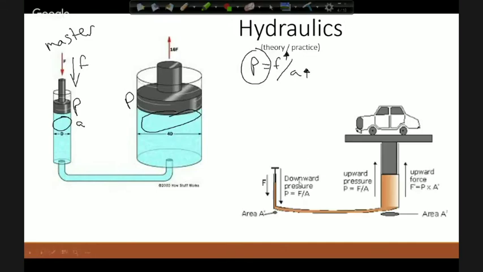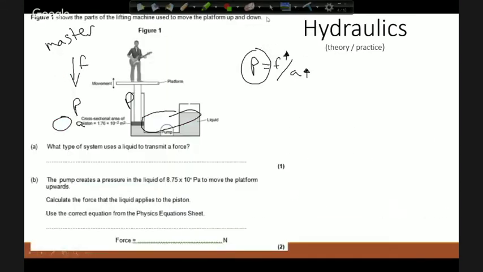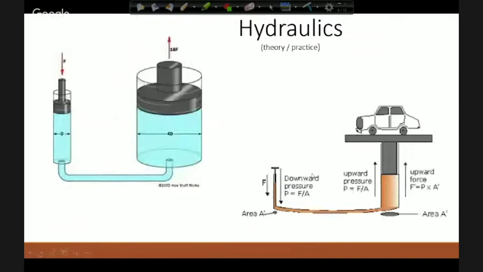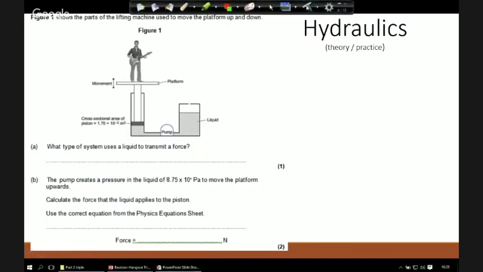Here we can see that the force divided by the area at the master piston is the same as the force divided by the area at the slave piston. So we use this to be able to solve problems. If we have a read of this exam question here: figure 1 shows parts of the lifting machine used to lift the platform up and down.